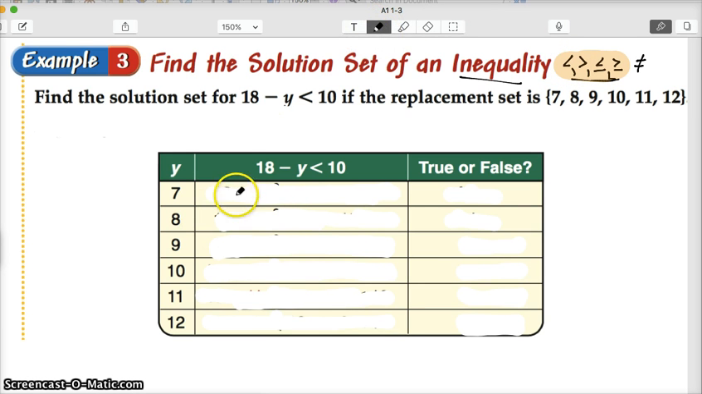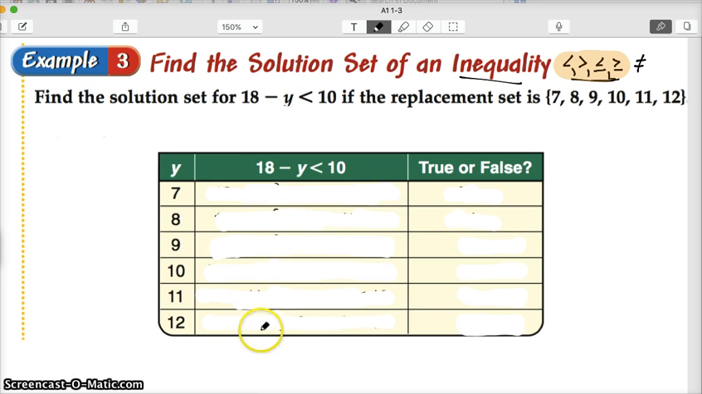All right, so let's check it out. So this is the same thing. We've got a replacement set for an inequality. Now things get a little bit more involved because inequalities don't generally have one specific answer as some of those equations that we've dealt with do. These will have a set of answers, or a solution set. So let's see if we can find it.